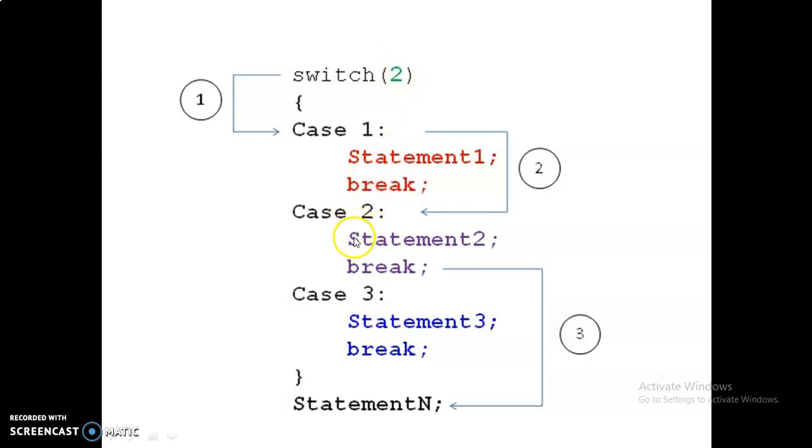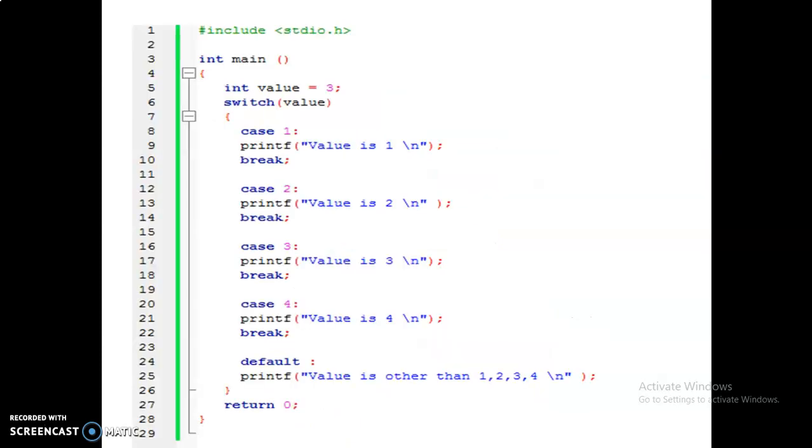So the compiler executes statement 2 and then comes to the next statement, break. When the compiler reads the break statement, it stops that execution and goes to the statement after the switch case. The switch case starts from this curly brace and ends with this curly brace, so this is the next statement in the same program. After the break statement executes, the control is transferred to the next statement in the program. It will come out of the switch statement. This is the concept of the switch case in C.